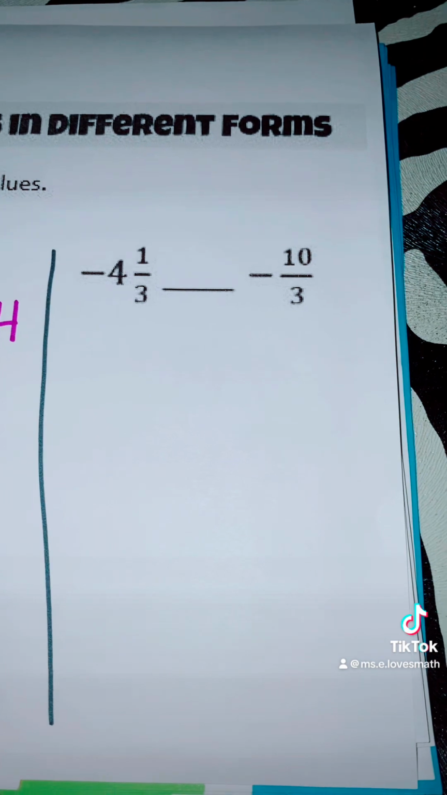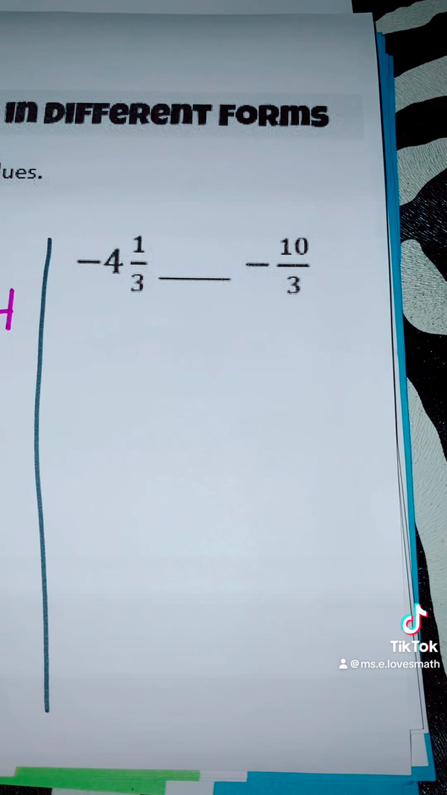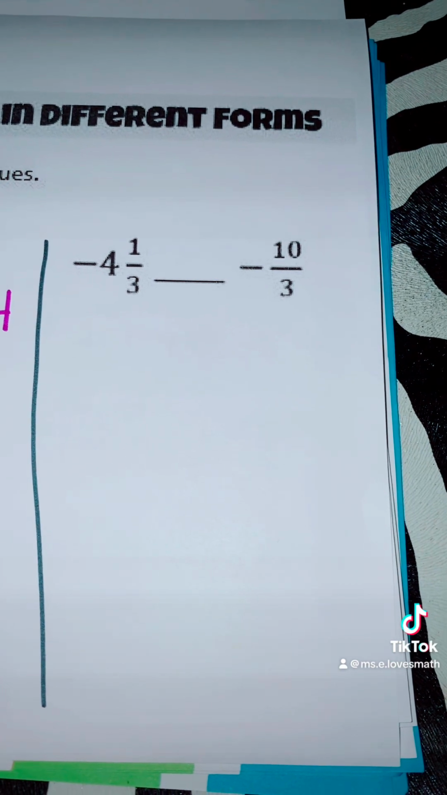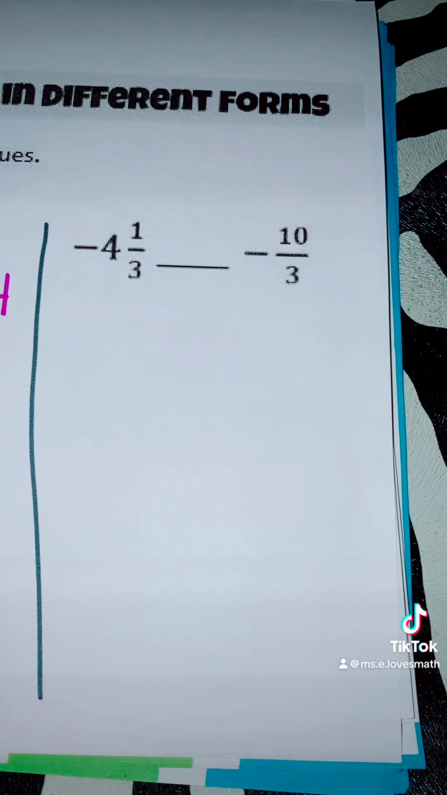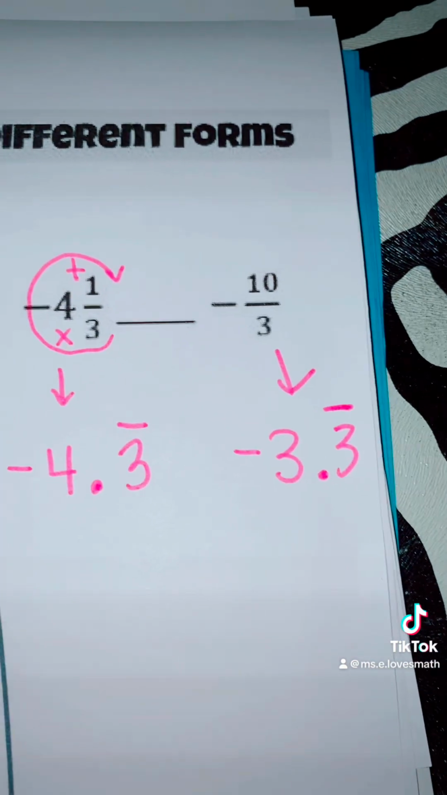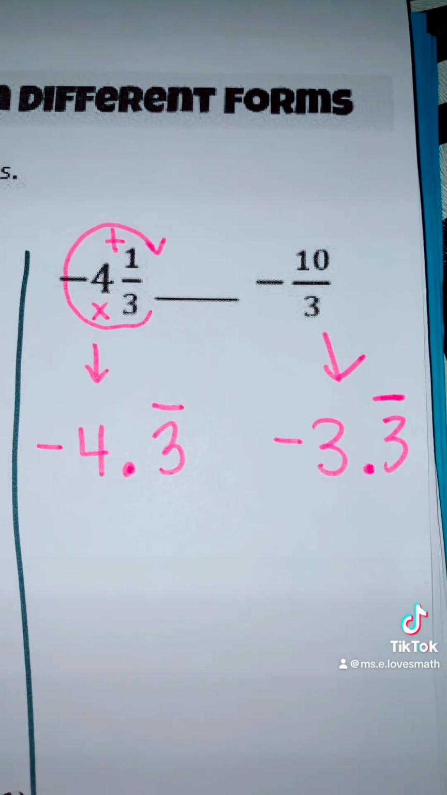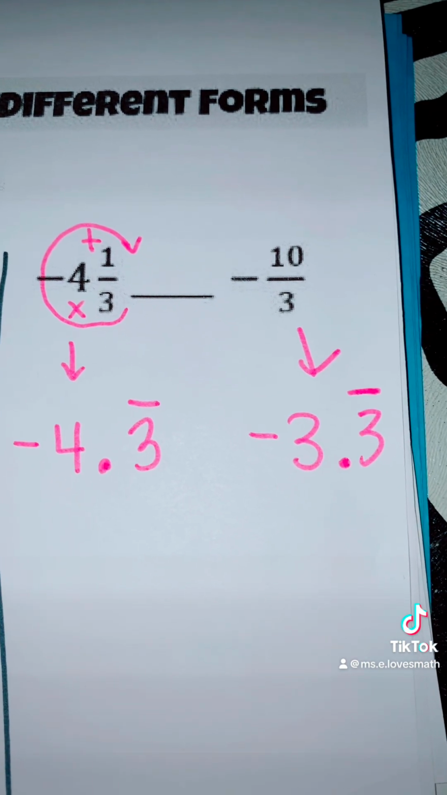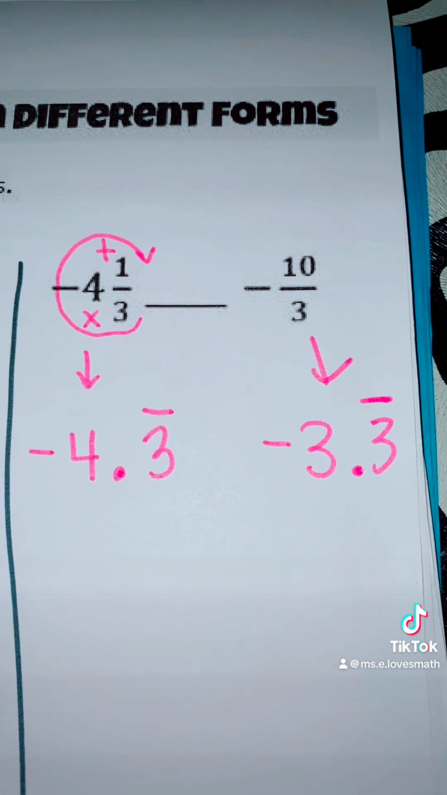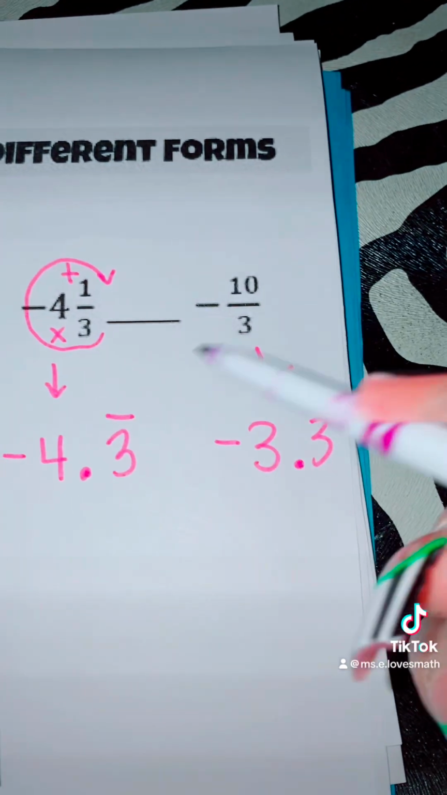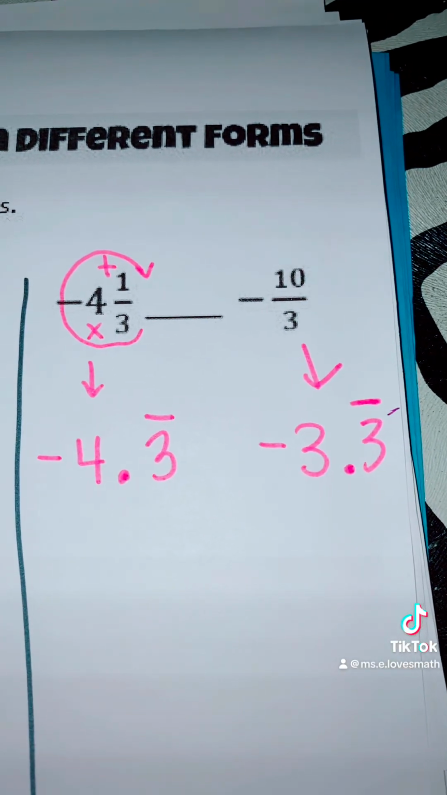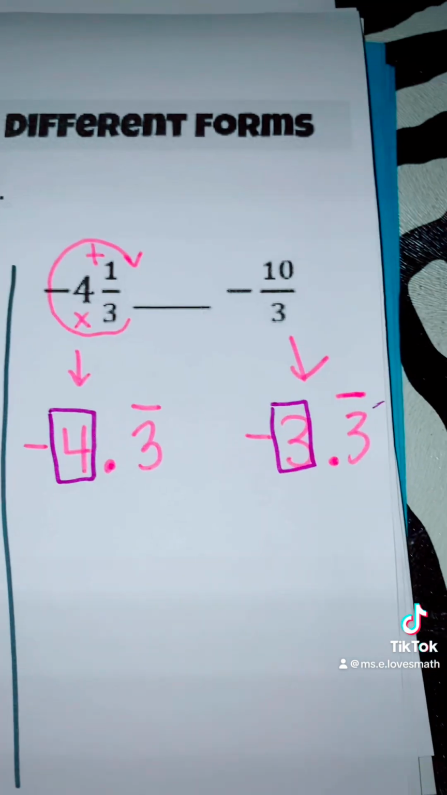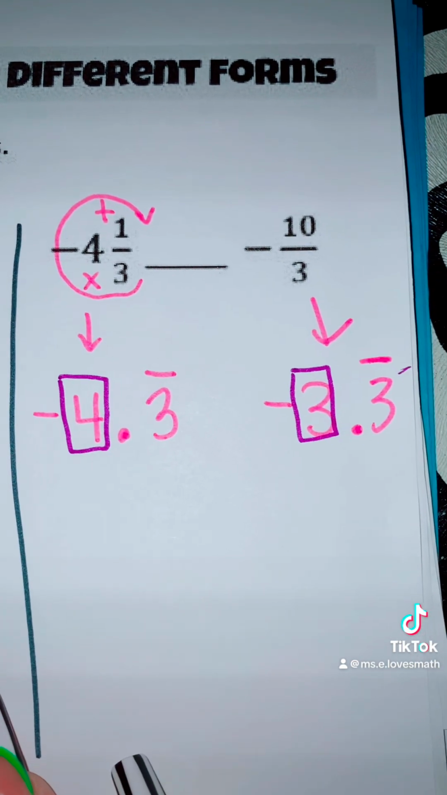Our last example is negative 4 1/3 and negative 10/3. So I'm going to turn both of them into a decimal. So negative 4 1/3 turns into negative 4.3, and that 3 is repeating. And then negative 10/3 is negative 3.3, and that 3 is repeating. So we can use that line over the top of the 3 as the repeating symbol. For this example, our whole numbers are different, so we can use them to compare.